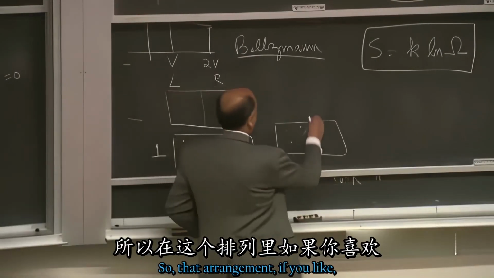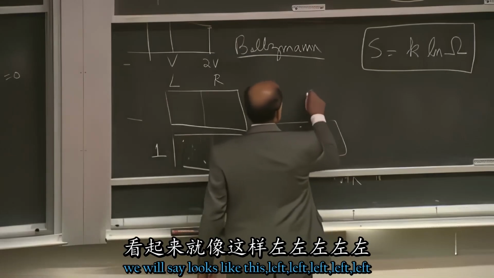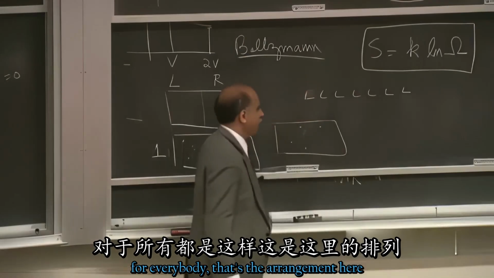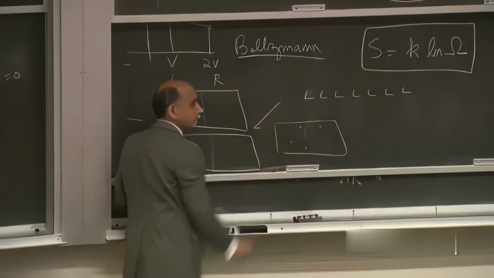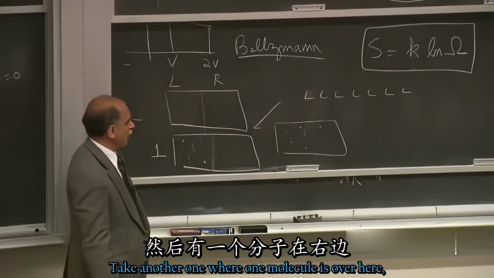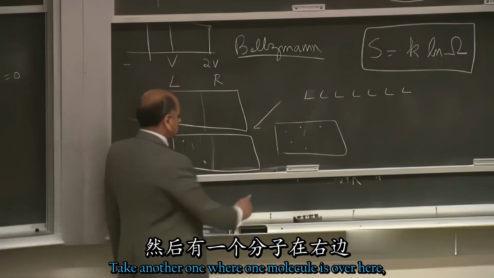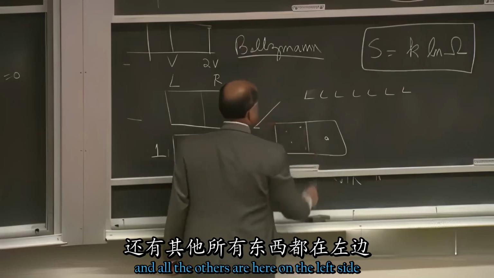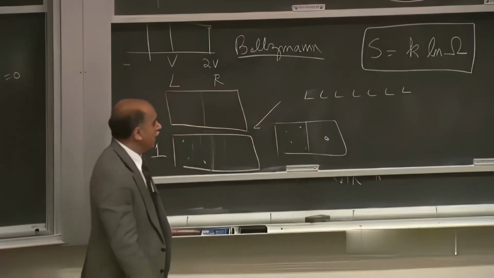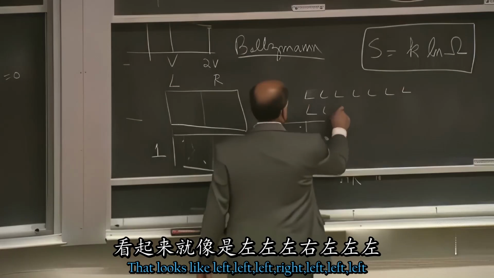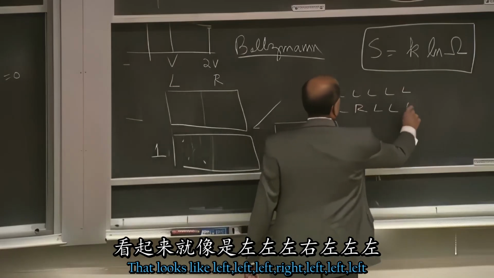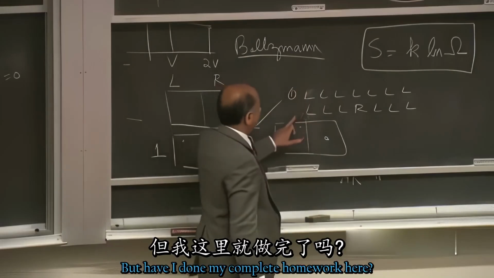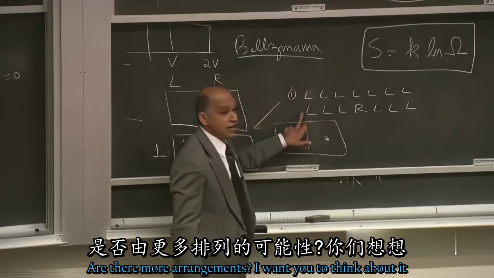So that arrangement, if you like, we will say looks like this: left, left, left, left, left, left for everybody. That's the arrangement here. Take another one where one molecule is over here and all the others are on the left side. That looks like left, left, left, right, left, left, left. But that's one arrangement. Have I done my complete homework here, or are there more arrangements?